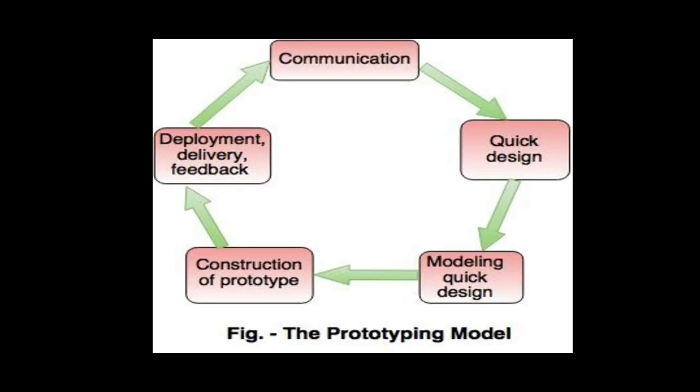Now see the diagram of the prototyping model. There are 5 phases included in the prototyping model: first, communication; then quick design, modeling quick design, and the construction of the prototype; and the last one is deployment, delivery and feedback. Now let's see the phases of the prototyping model one by one.